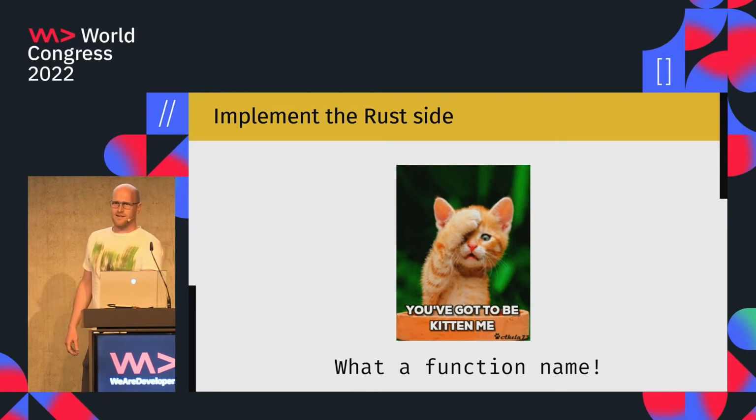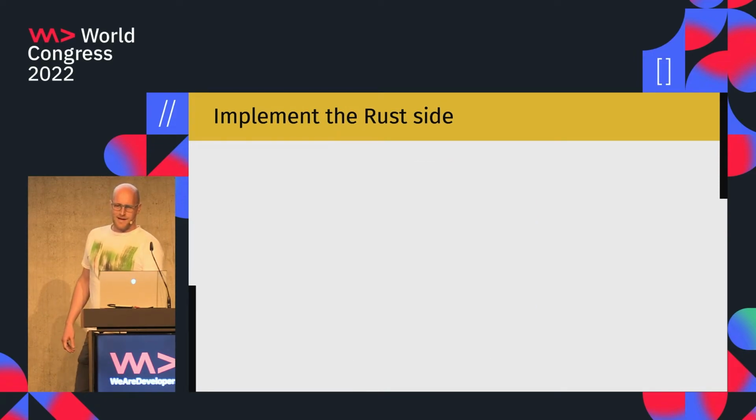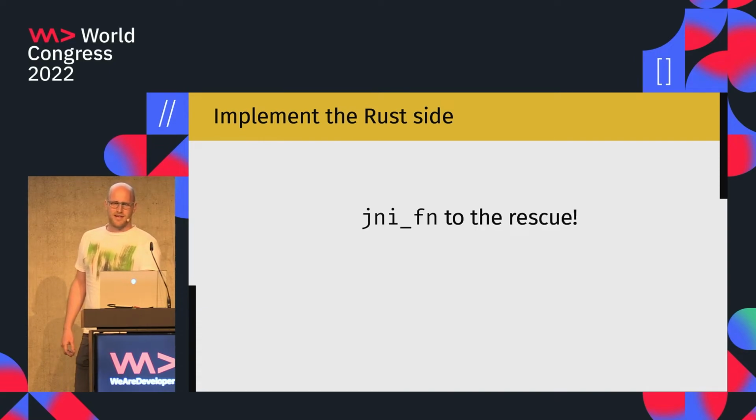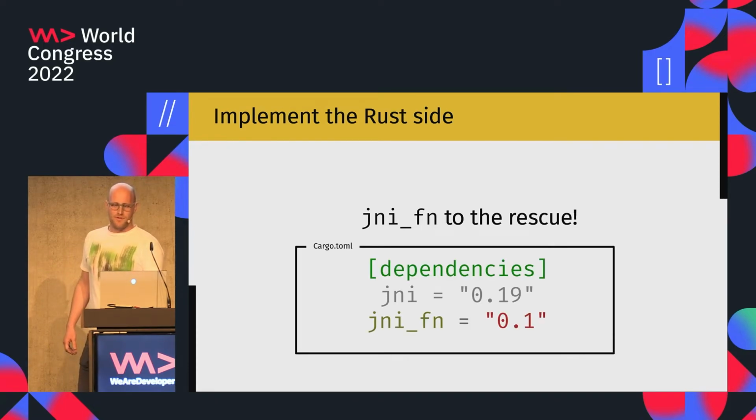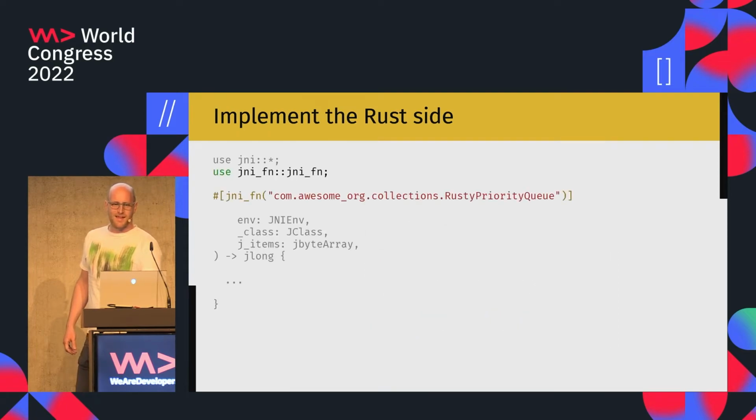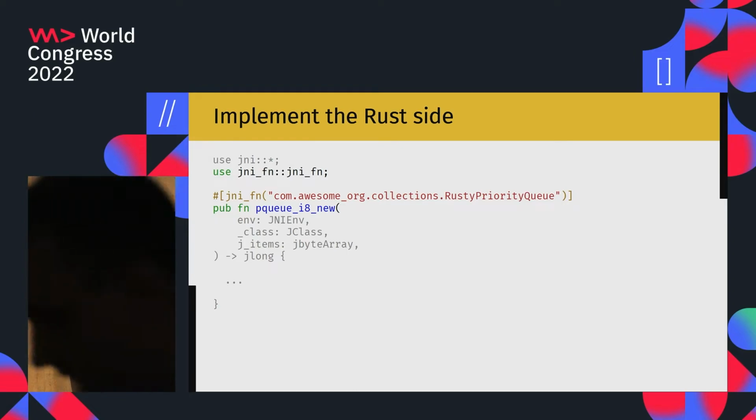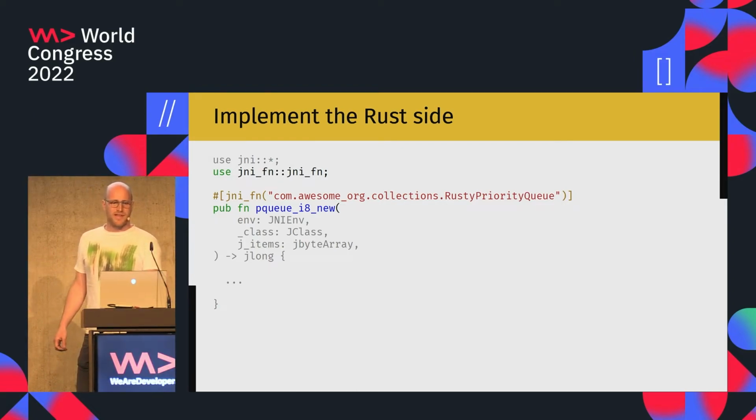The function name is pretty ugly, not very developer friendly, but there is a rescue, and there is this very clever jni_fn library or crate. We add it also to our dependencies, and then it provides an attribute which you can use, and we pass as a string the package name and the class name as an attribute. Then we can define our function with a nice readable name, and we don't need to add these no_mangle attributes. It's already included in the jni_fn attribute.